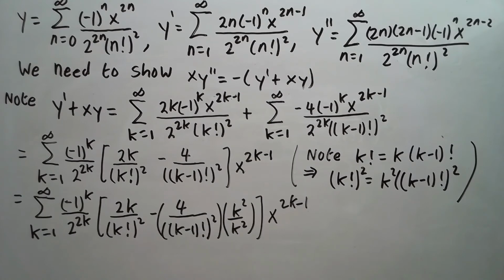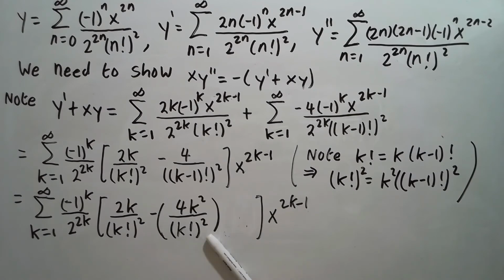So multiplying top and bottom here by k squared on this guy, and as we mentioned over here, it's going to be 4k squared on top, and then the k squared times the k minus 1 factorial squared is just going to change to a k factorial squared. So let me just make those changes right here. So we get this, then making those changes.